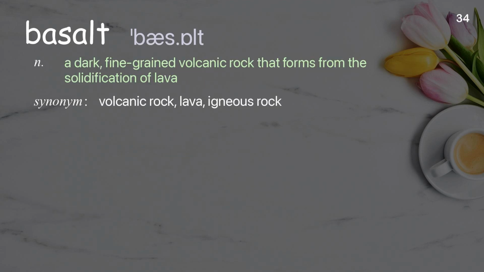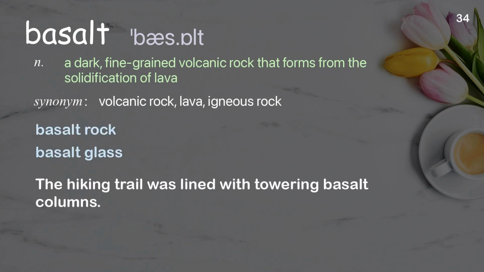Basalt. A dark, fine-grained volcanic rock that forms from the solidification of lava. Examples: basalt rock, basalt glass. The hiking trail was lined with towering basalt columns.